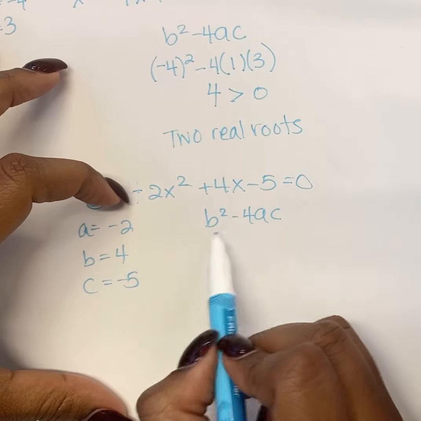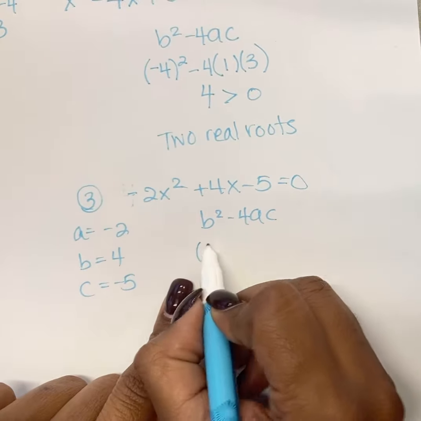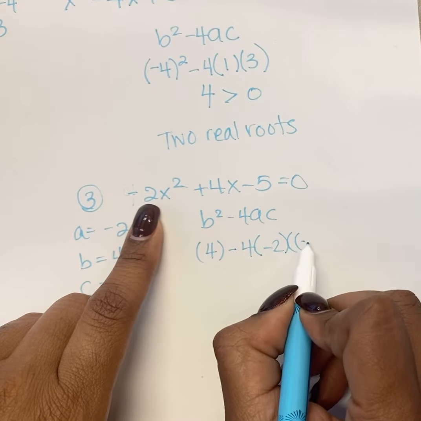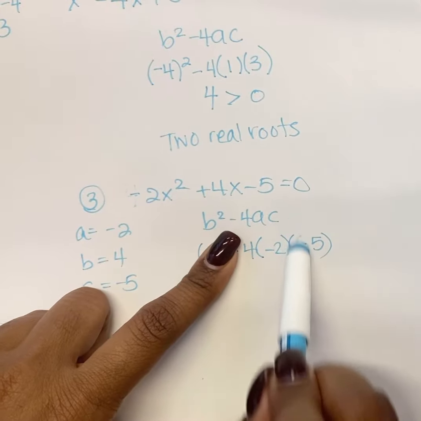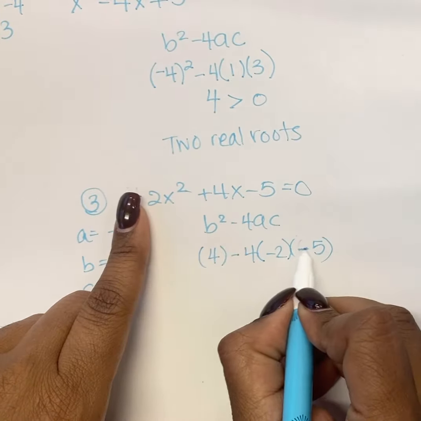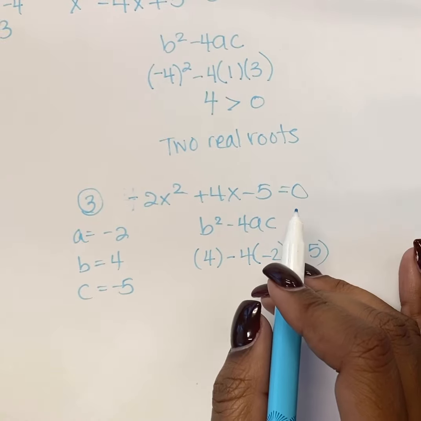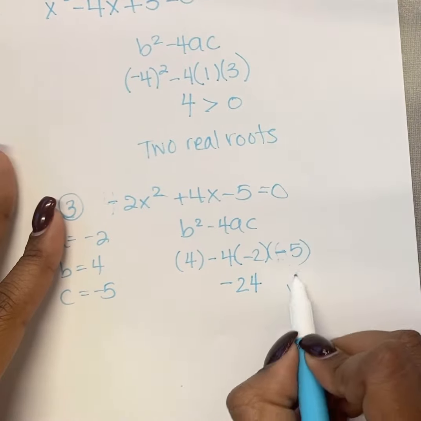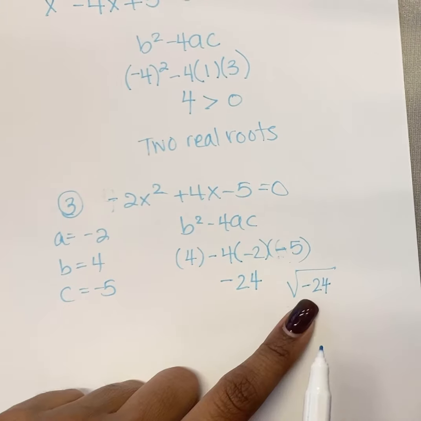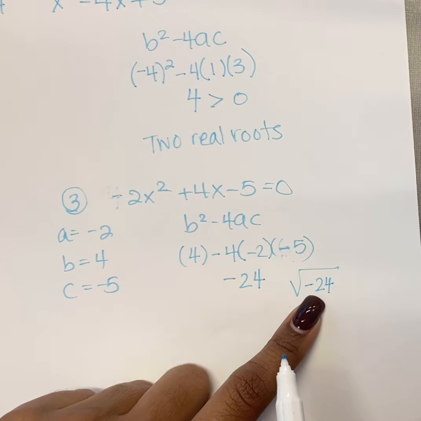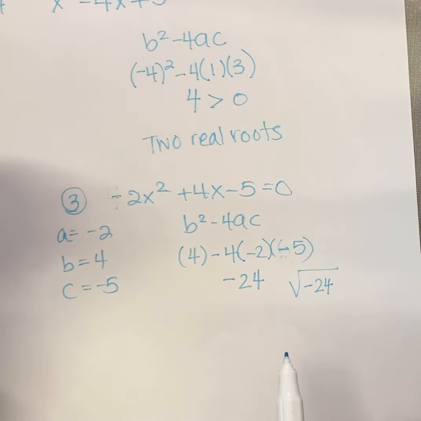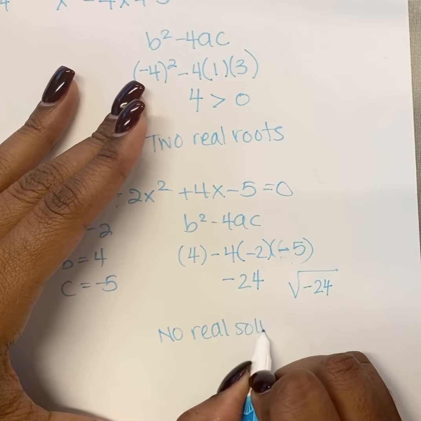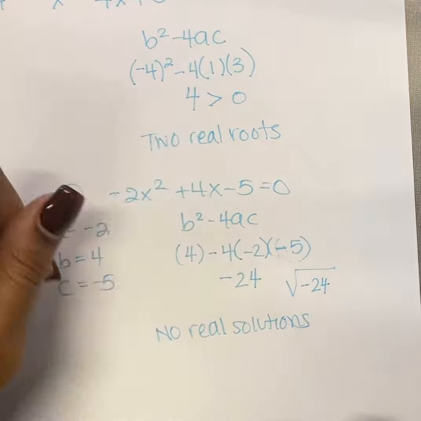And so what it will leave, well, b we know is 4. So I have 4 squared minus 4 times, well, a is negative 2 and c is negative 5. Sorry, we got an extra set of parentheses there. And when you simplify this, you end up with negative 24. And so what that really means is under my radical, there's a negative. And we know that we can't have a negative under my radical, right? And so it doesn't mean there are no solutions. It means there are no real solutions. Okay, it means if I do have solutions to this, they are in the imaginary realm.